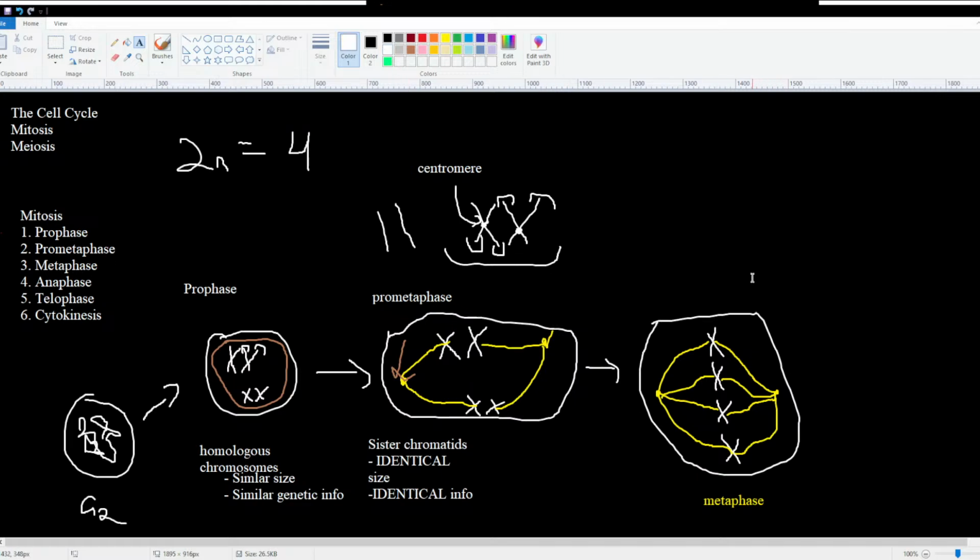So now after metaphase, we have anaphase. What happens during anaphase? This is really important. I mean, it's all really important. Let me get a nice cell shape. Okay. So now during anaphase, the sister chromatids separate out.